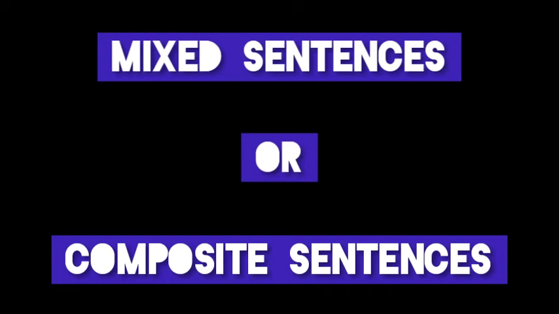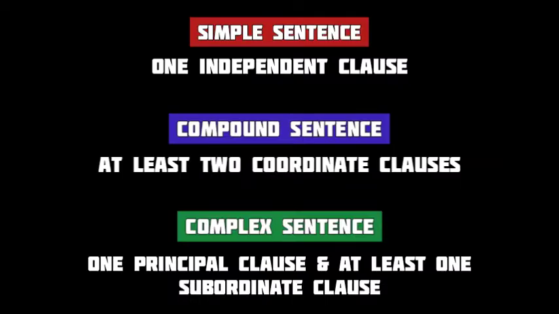Today's topic is mixed sentences or composite sentences in English grammar. As you know, in English grammar, a simple sentence consists of one independent or principal clause, and a compound sentence has at least two independent or coordinate clauses, while a complex sentence is made up of one principal clause and at least one subordinate or dependent clause.